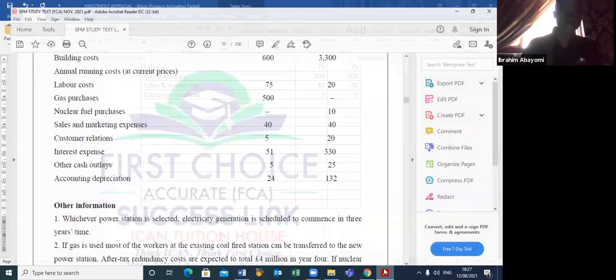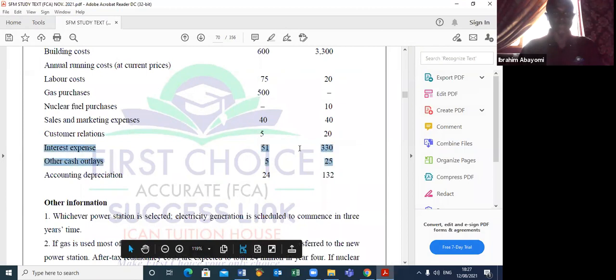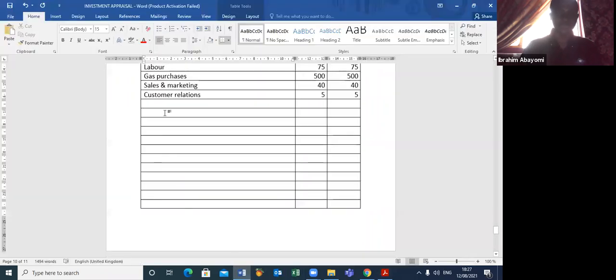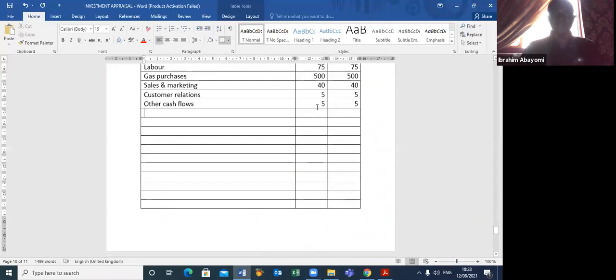After customer relations, what do we have? We have interest. And I've already told you that interest is not relevant, Abby. This interest here is not relevant when we are doing NPV. So other cash flows is 5. Other cash flows, we have 5. Then accounting depreciation, of course, depreciation is not relevant. So from here, I can get my total cost.